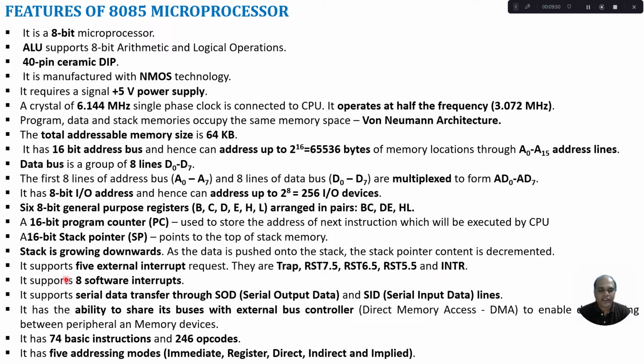The 8085 also supports 8 software interrupts. It also supports serial data transfer. A bit of data can be sent out from the microprocessor as well as brought into the microprocessor. Serial data transfer is possible through the SOD line. SOD means serial output data, so one bit can be sent through this SOD line. The serial input data line is used for getting one bit into the microprocessor.